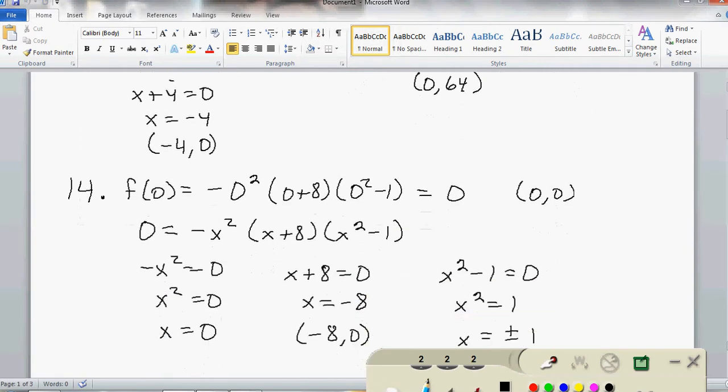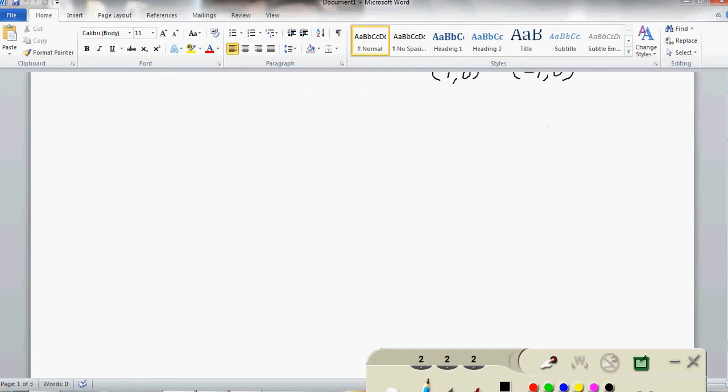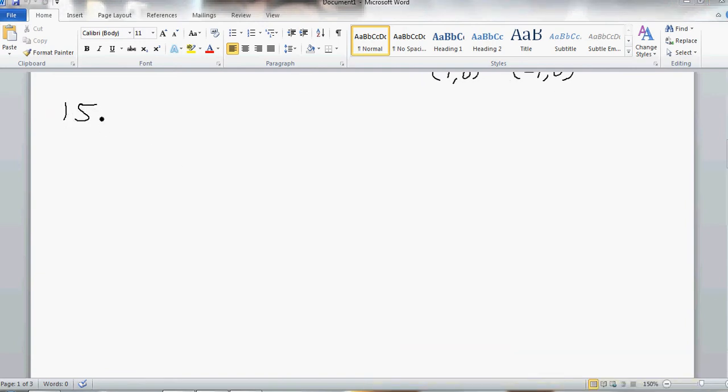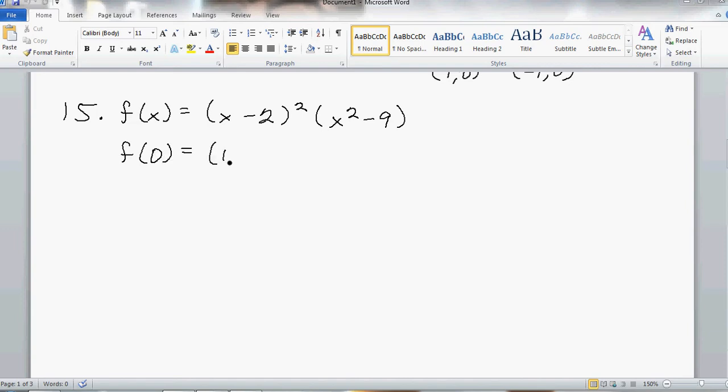To complete this group of problems, we're looking at number 15. Same directions, just a different problem. F of x equals x minus 2, the quantity squared, times x squared minus 9. Okay, first, let's find the y-intercept. So let x equal 0, and we get 0 minus 2, the quantity squared, times 0 squared minus 9.